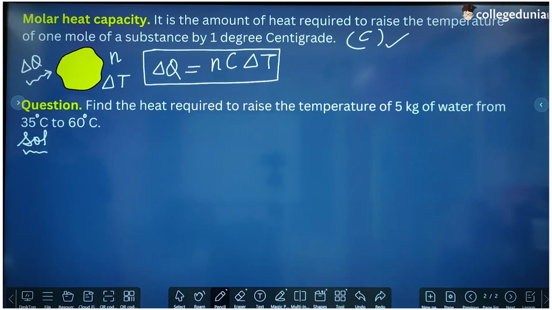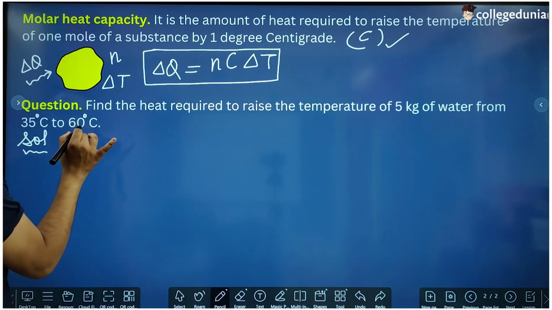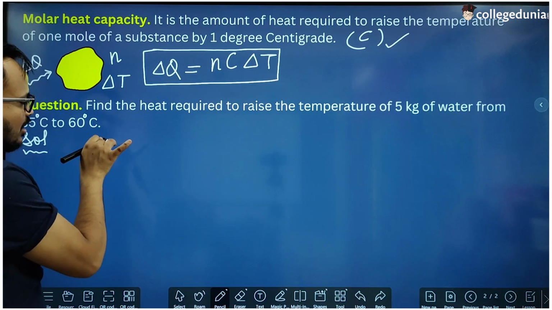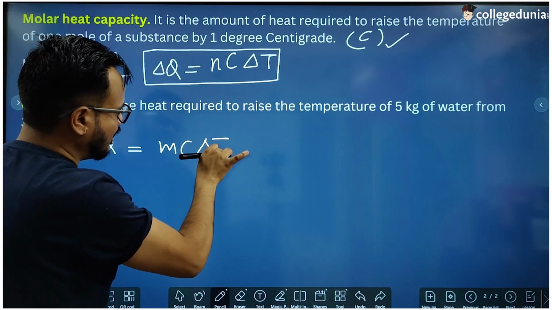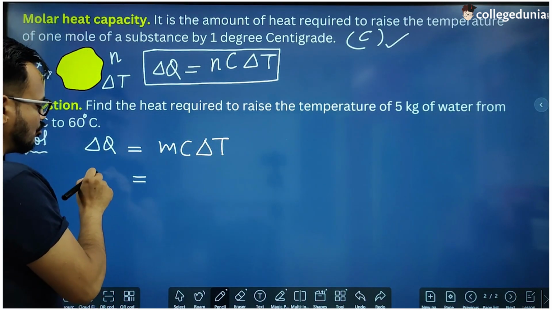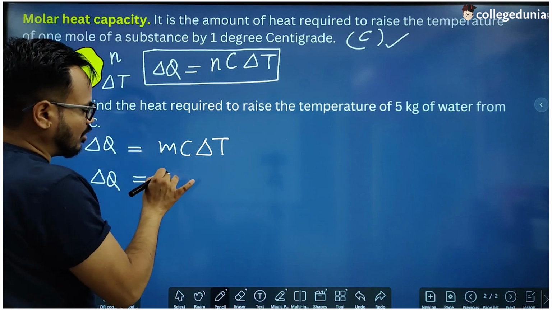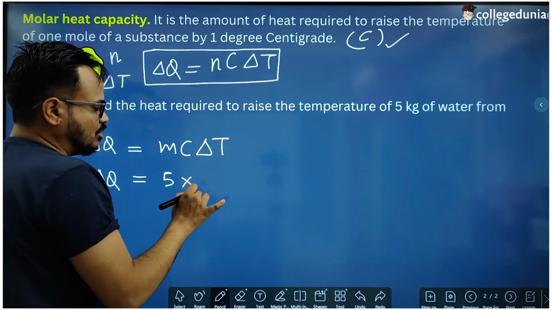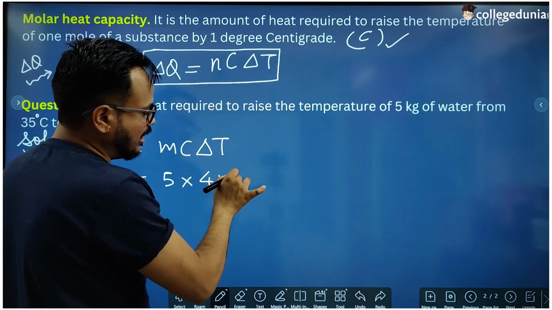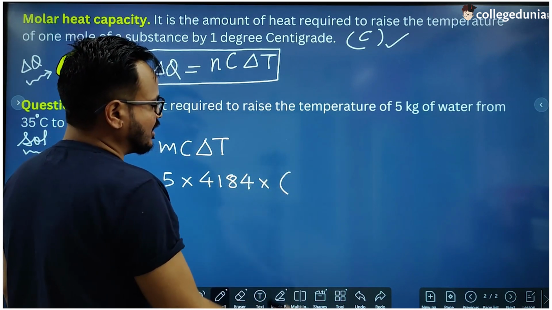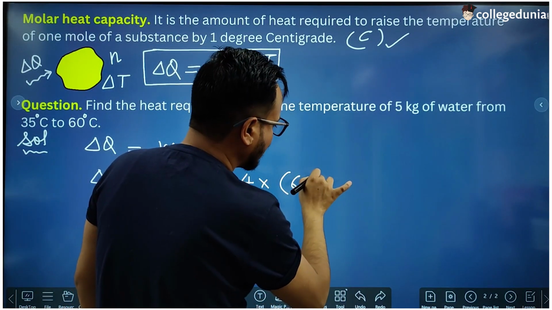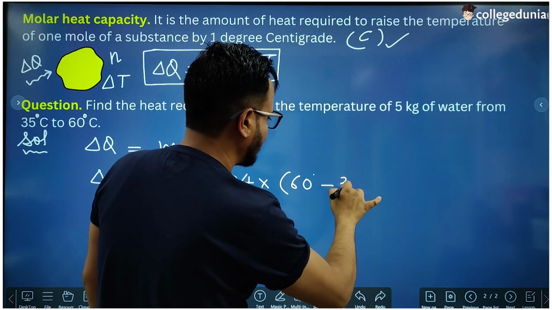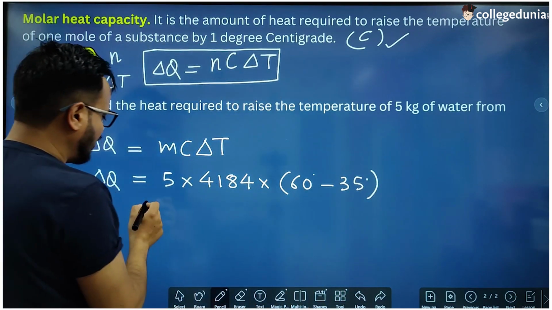It says find the heat required to raise the temperature of 5 kg of water from 35 degree centigrade to 60 degree centigrade. So what is the formula? Formula is delta Q equal to mc delta T. So what is the total heat required? What is the mass of the water? 5. What is the specific heat capacity of the water? It is 4184 into what is delta T? Delta T is the increase in temperature, which is final temperature 60 minus 35. It is simply 25.